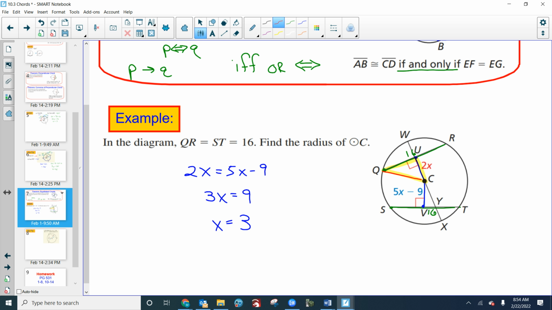All right. Well, if x is 3, what's CU? 2 times 3, 6. So this side is 6. What is QU? 8. How do I know? Look, this chord got bisected because the diameter hit it at a right angle. Agree? That theorem we just learned? So we have 8, we have 6. Oh, look, we have a right triangle. We're looking for the hypotenuse. 6 squared plus 8 squared equals QC squared.